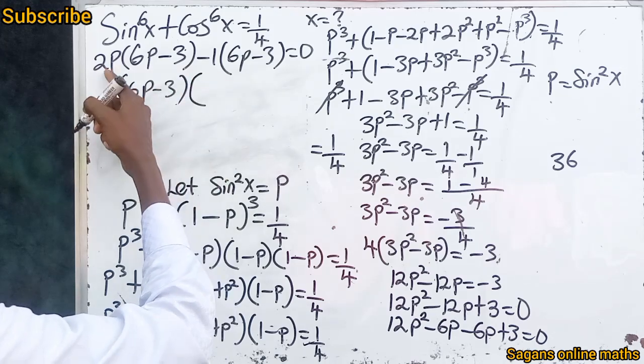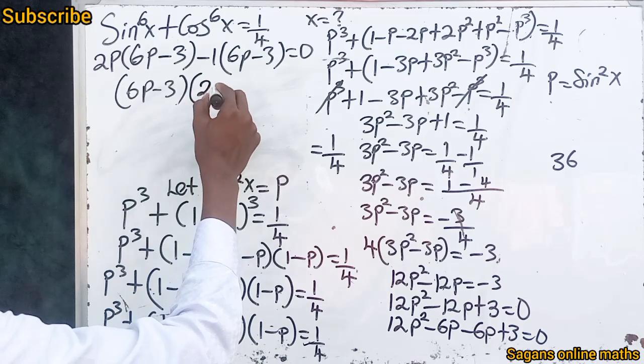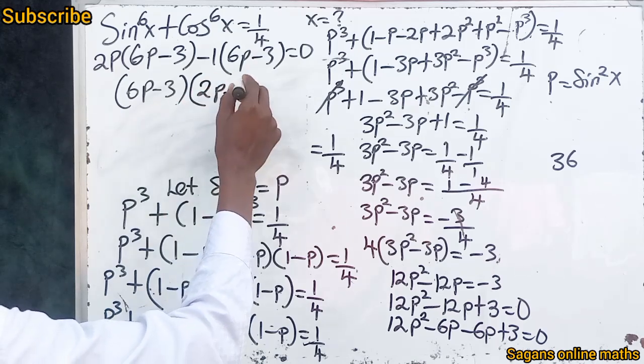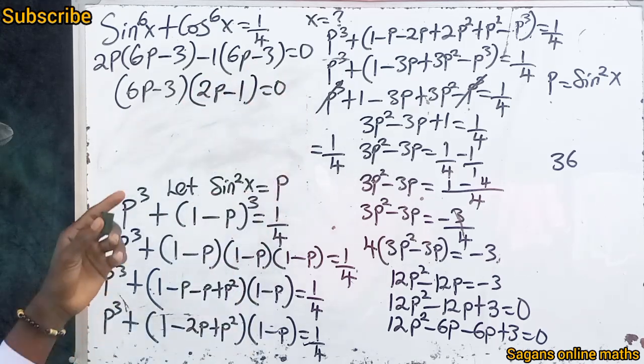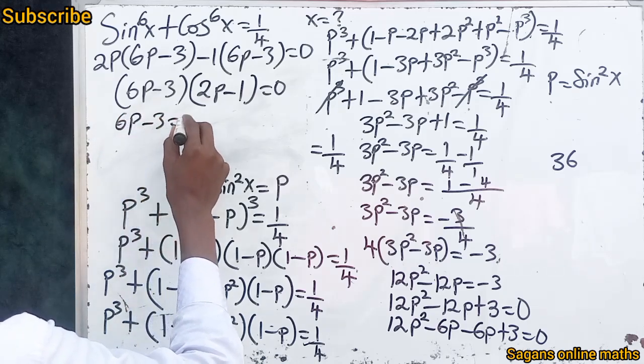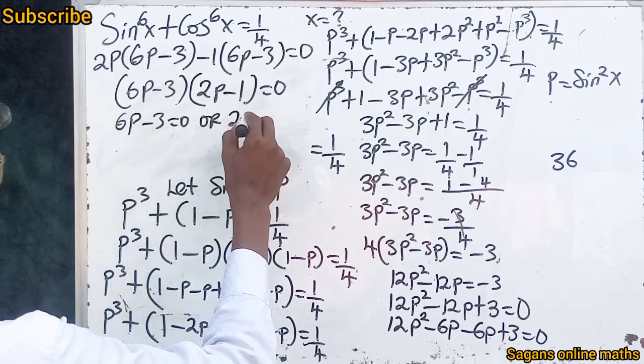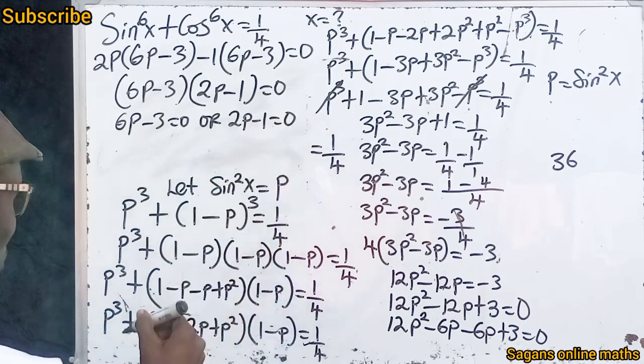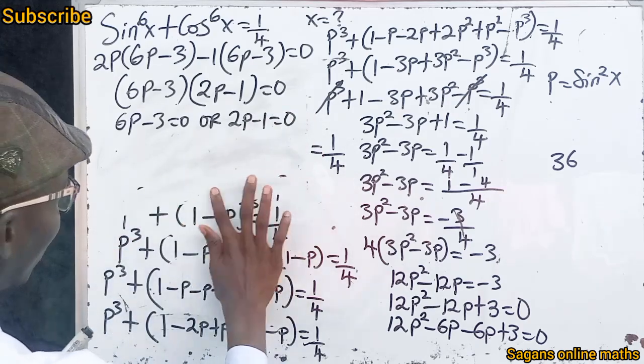Then divide the whole of this by 6p minus 3, we have 2p. Divide the whole of this by this, we have minus 1. All this equals 0. Let's solve it respectively. That means 6p minus 3 equals 0, or 2p minus 1 equals 0.